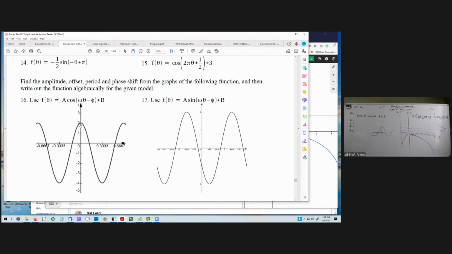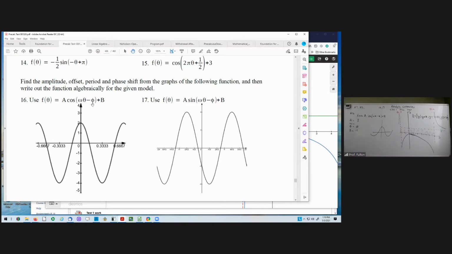Now it's shifted down 1 because if it was just 3 and B was 0, it would go +3, -3. So my B is -1. So my offset is -1. It moved it down 1 unit. Okay. Since that looks exactly like a cosine right there, we can say for sure that phi is 0. I'll put in what I'm getting over here. I get my A, hopefully you can see that. A is 3, my phi is 0, and B is -1.